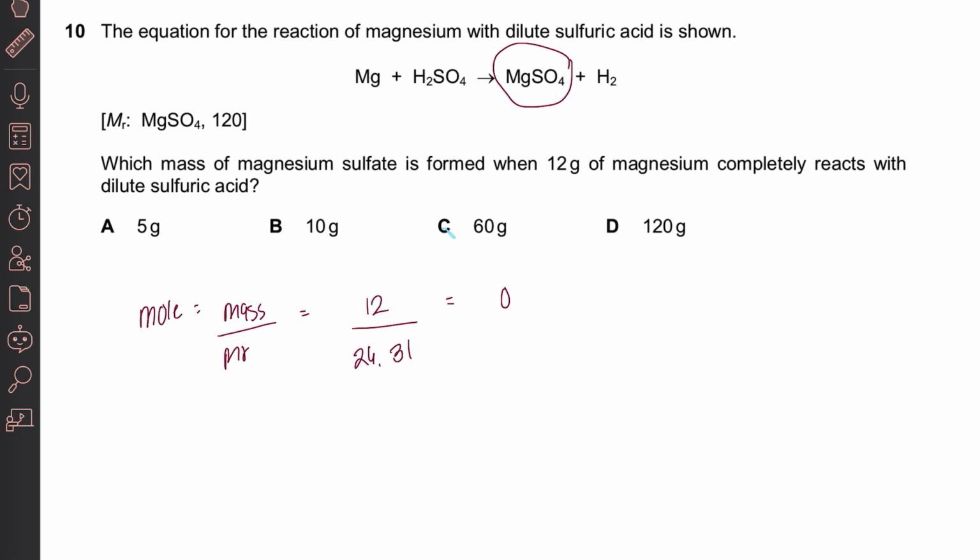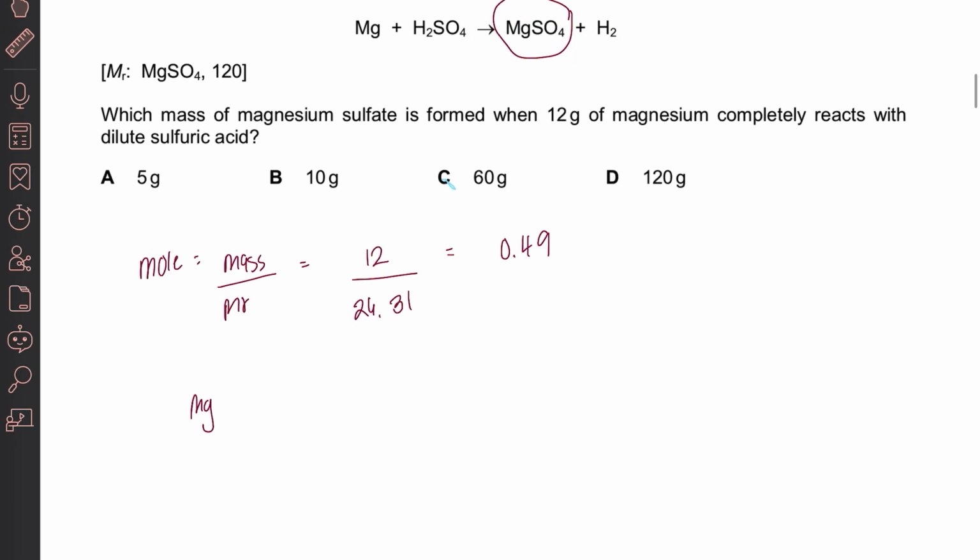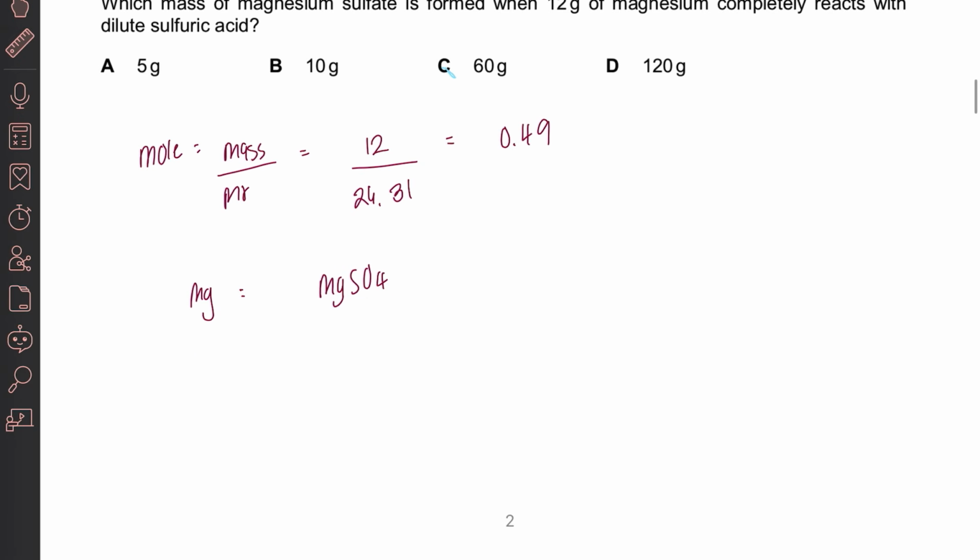This is going to give you 0.49 moles. Now we can do the ratio method to find the moles for magnesium sulfate. That is going to be the same, because magnesium to magnesium sulfate is a 1 to 1 ratio. You don't have to write this down, you can do this mentally, but I'll just write down the steps. So this is 0.49, and then this is also going to be 0.49 moles because the ratio is the same, right?